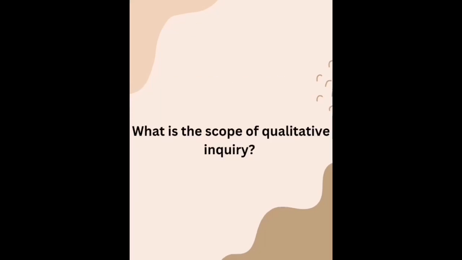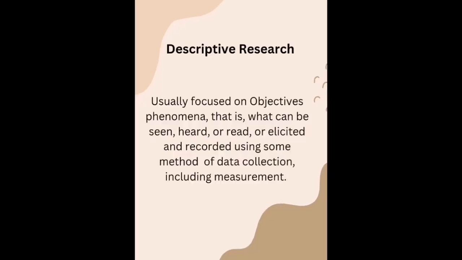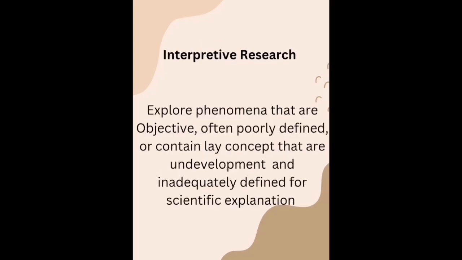So what is the scope of qualitative inquiry? First is descriptive research, usually focused on objective phenomena. What can be seen, heard, or read, or elicited and recorded using some method of data collection, including measurements. The second is interpretive research. It explores phenomena that are objective, often poorly defined, or certain lay concepts that are undeveloped and inadequately defined for scientific explanation.